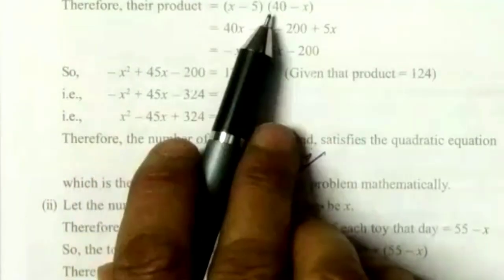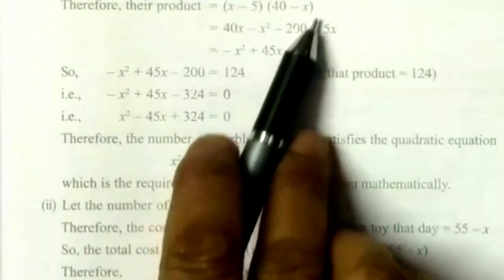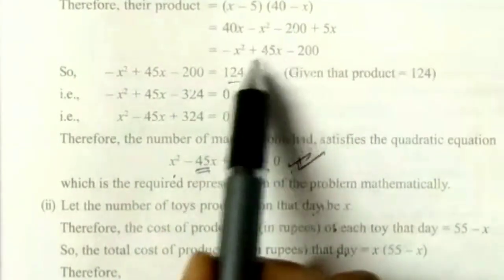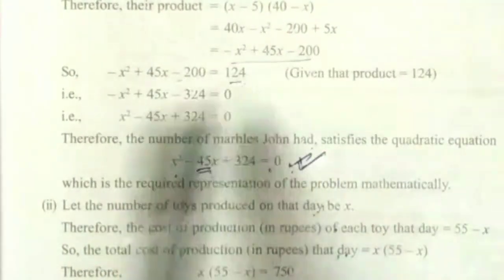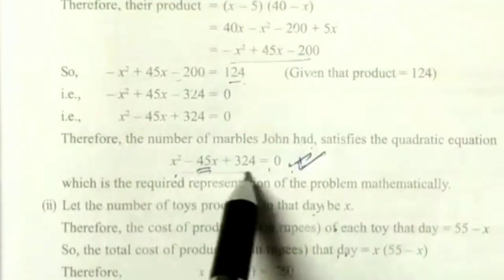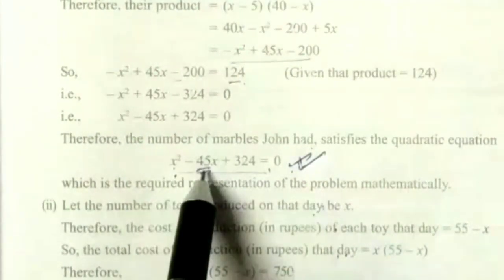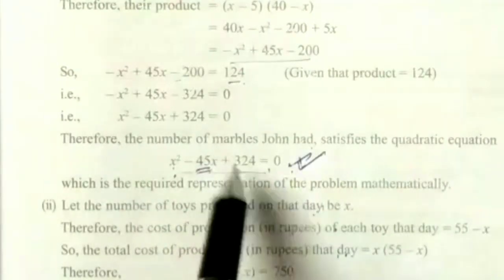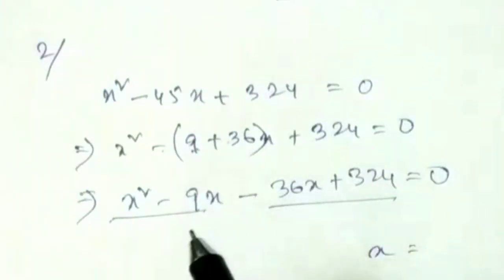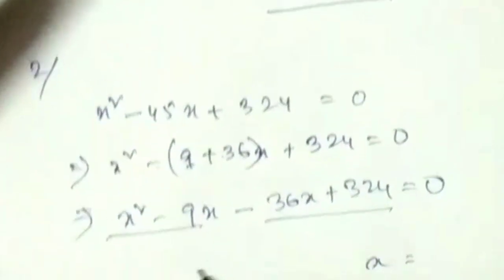Then the product of them is this much, and it is said the product of them is 124. So this whole thing is equal to 124. Thus finally they have got an equation x square minus 45x plus 324. This quadratic equation has to be solved by the factorization method.